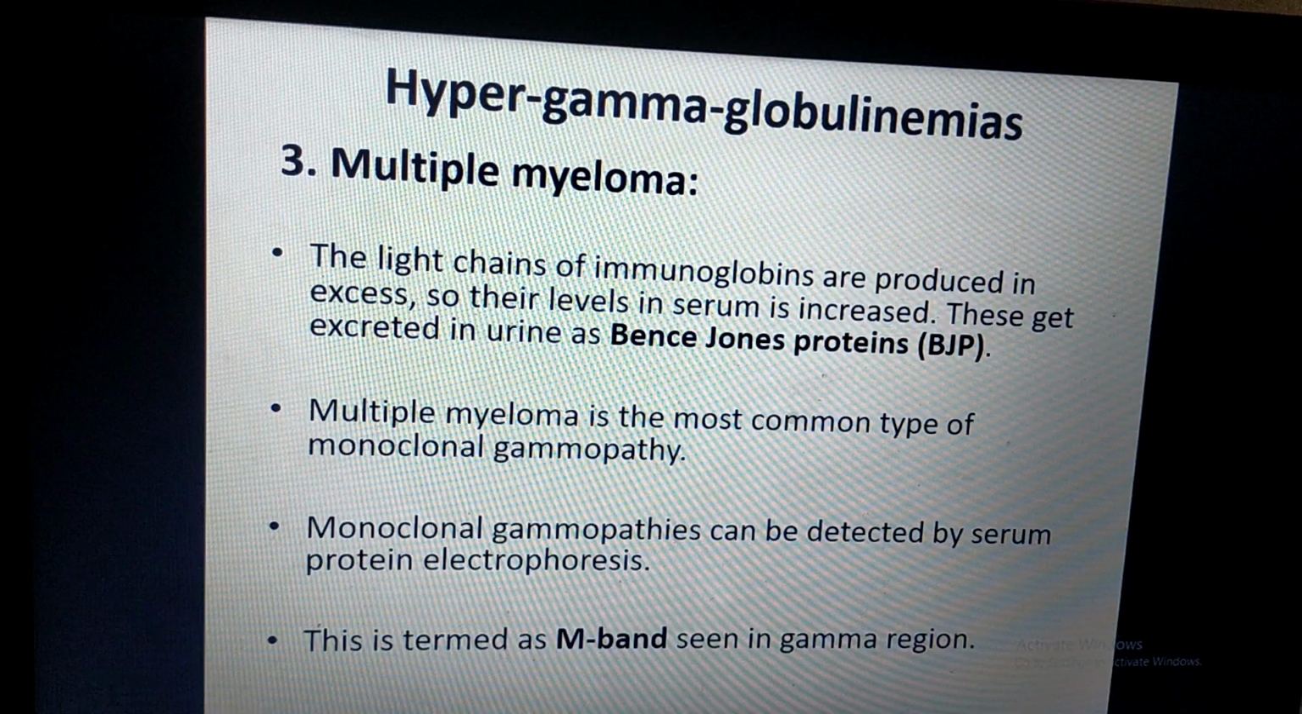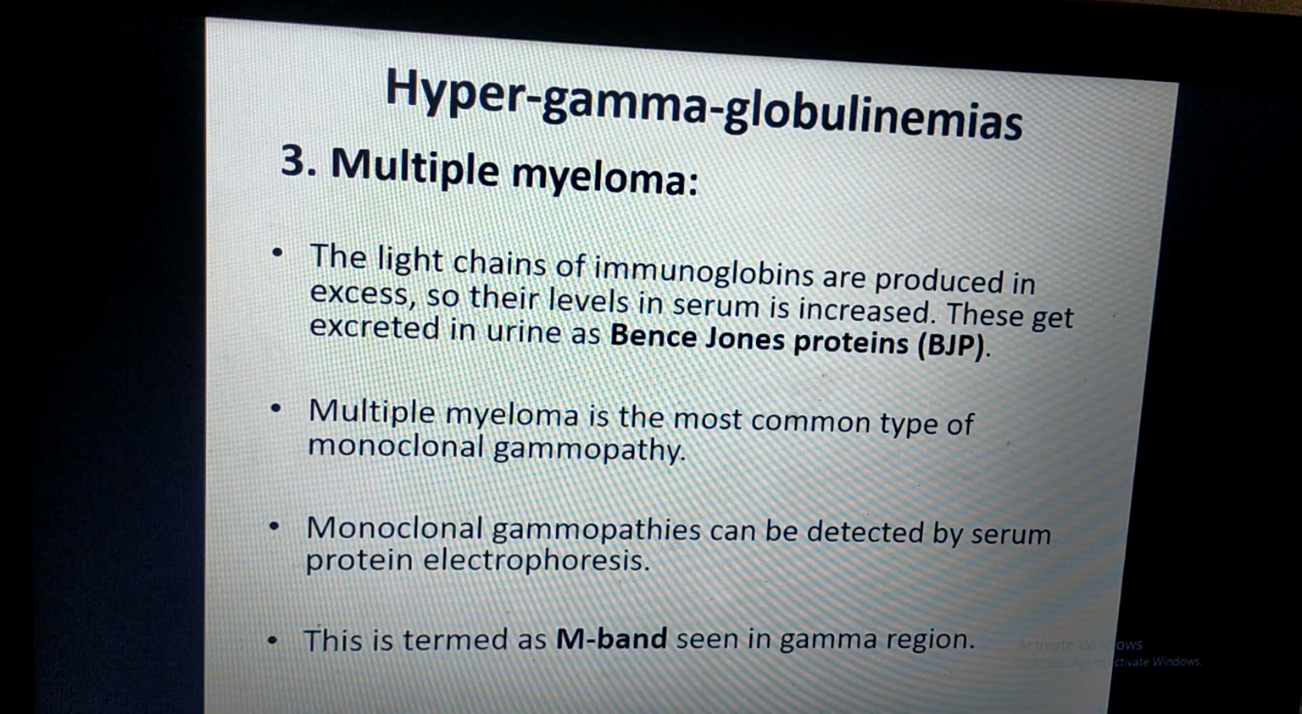So this multiple myeloma is a plasma cell tumor. Plasma cells are the cells which synthesize the immunoglobulins. In case of plasma cell tumors, the plasma cells will abnormally synthesize light chains only, in large quantity. Normally the ratio between the light chain and heavy chain is 1:1. But here in plasma cell tumor, the plasma cell synthesizes more light chains. So these light chains get excreted into the urine as Bence-Jones proteins.